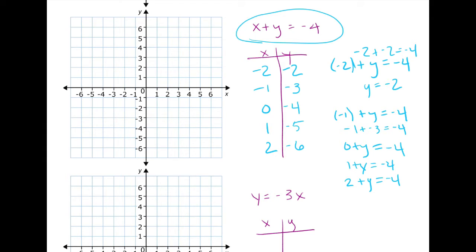Okay, here's our table of values. Actually, I need one more. I realized I set up 6 ordered pairs here, and I only included 5. So if I have 3 plus y equals negative 4, then this needs to be negative 7.